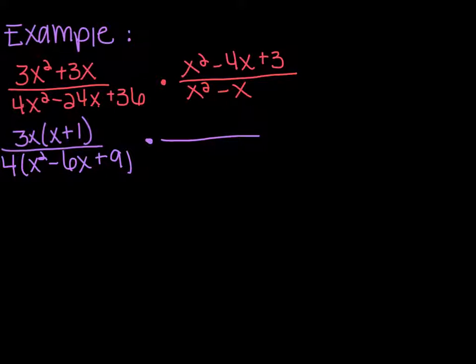So on the top there, I can see that what multiplies to 3 and adds to -4, right? Yep, -4 is going to be a -3 and a -1. And in the bottom there, I can factor out an x. So I'm left with x minus 1.